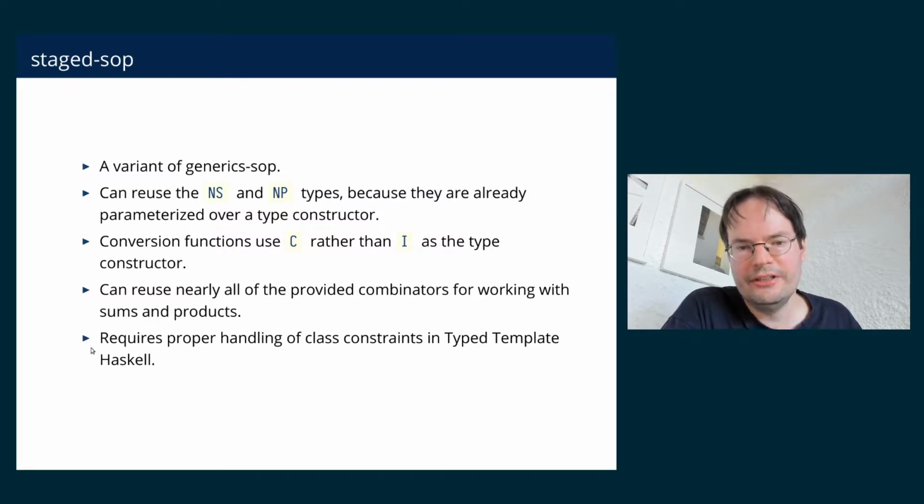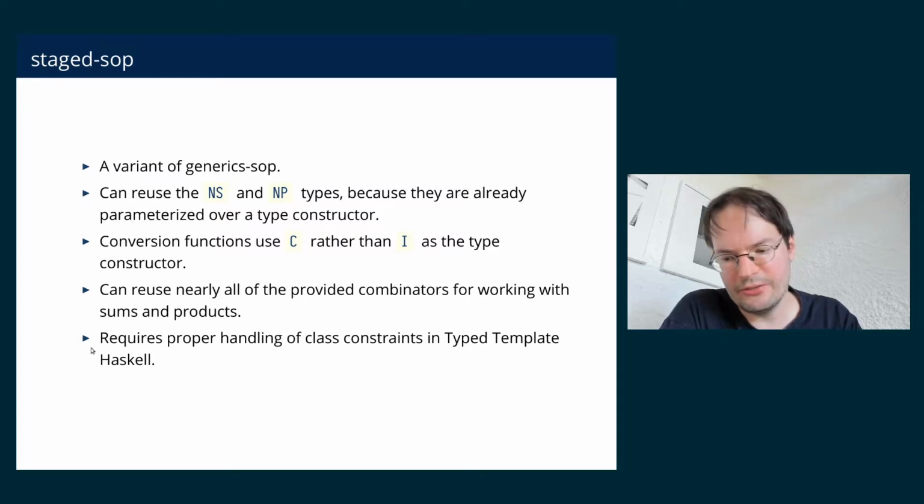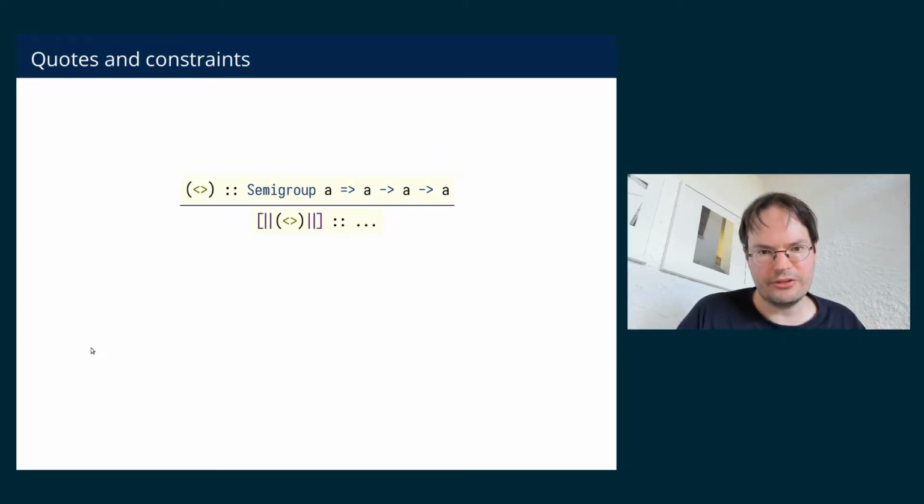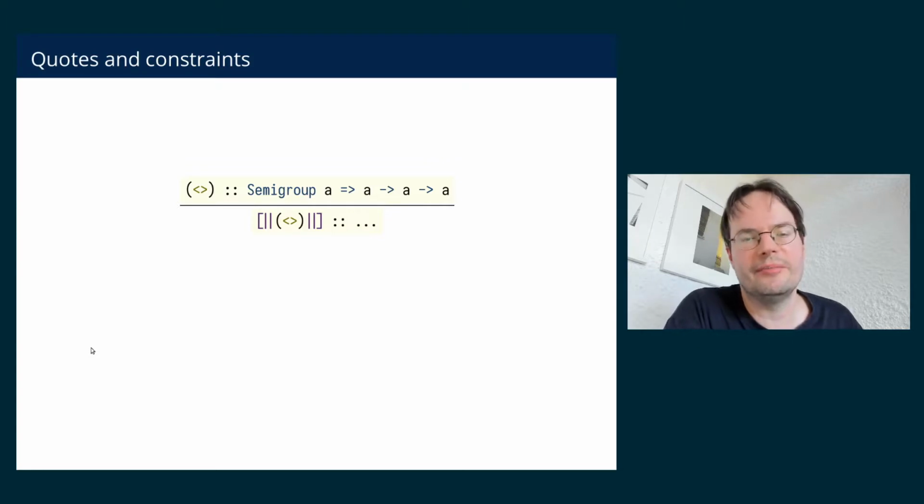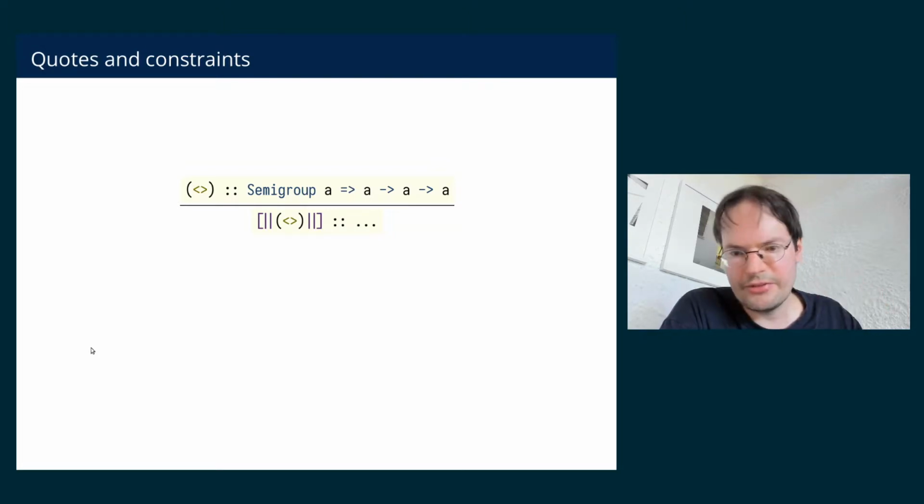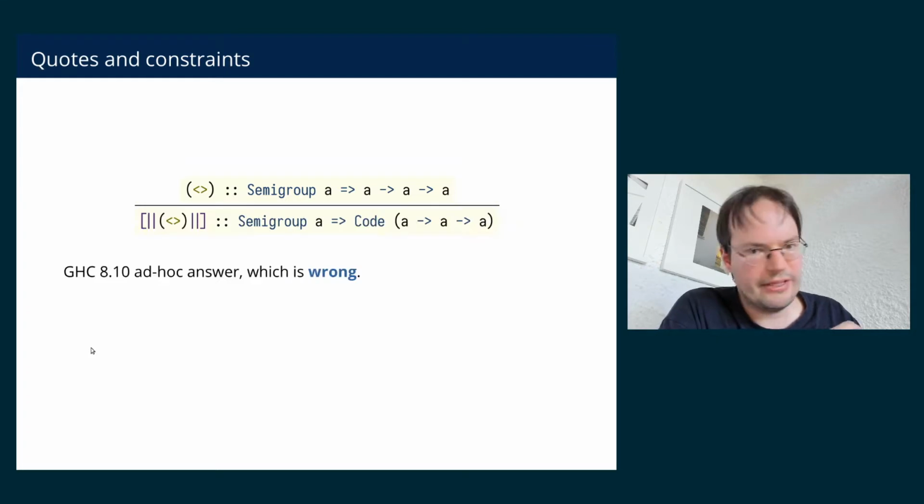One thing, though, that is needed is proper handling of class constraints in Typed Template Haskell, and this is something we had to add. So let me briefly talk about this. This quote of the diamond operator is an example fragment that occurred in the example function that we've been discussing. And we can ask ourselves, what should be the type of this? If the type of the diamond operator itself is Semigroup A double arrow A to A to A, one option is to just disregard the constraint and say we get Code of A to A to A, still with a Semigroup A constraint.